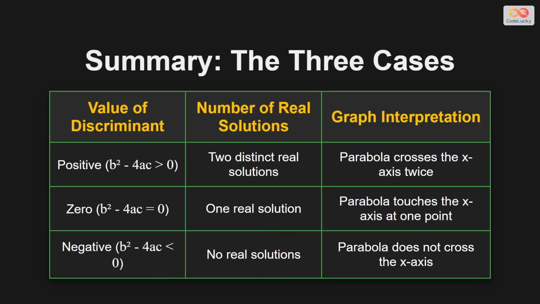To recap, a positive discriminant means two real solutions. A zero discriminant means one real solution. And a negative discriminant means no real solutions. By remembering these three simple rules, you can quickly determine the nature of the roots for any quadratic equation.